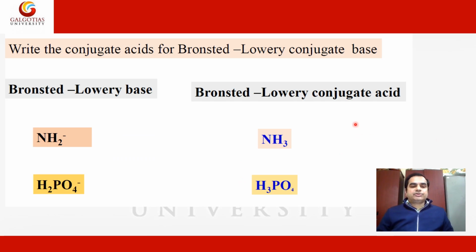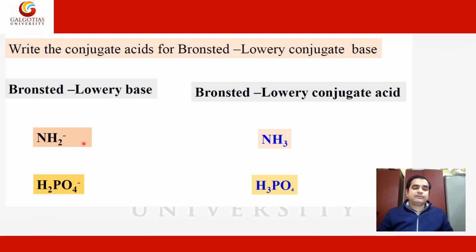Now let us take an example: write the conjugate acids for the Brønsted-Lowry conjugate bases. Suppose we have these Brønsted-Lowry bases, like NH2 negative ion and H2PO4 negative ion. Bases are the species that can accept a proton to form the conjugate acid. Similarly, if we have NH2 negative ion, when it accepts a proton, it will produce the neutral NH3 molecule.